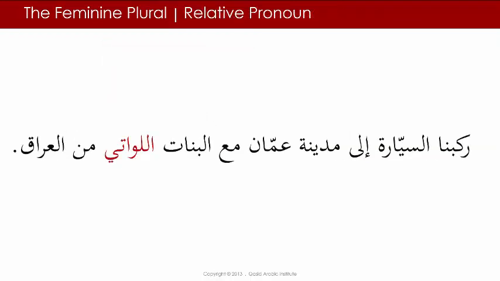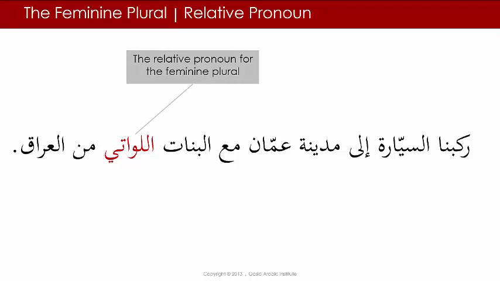ركبنا السيارة إلى مدينة عمان مع البنات اللواتي من العراق. Now we're looking at the relative pronoun اللواتي. We rode the car to the city of Amman with the girls who are from Iraq. اللواتي here is feminine plural. Usually the relative pronouns that you know of are الذي, التي, الذين. Now we have اللواتي.